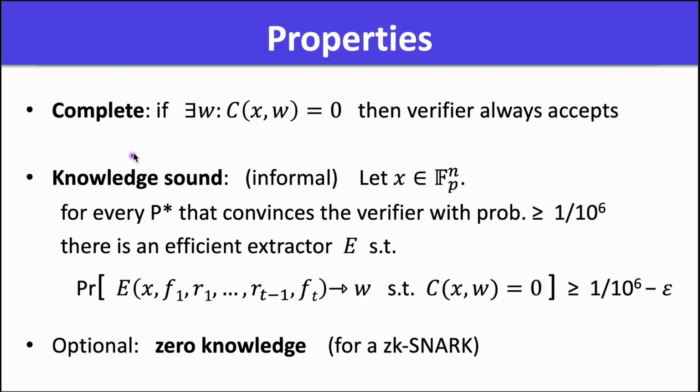And as usual, we want the polynomial IOP to satisfy a number of properties. It has to be complete, which means that the verifier will always accept the interaction with a valid prover. It has to be knowledge sound, which means that if a prover P star is able to convince the verifier with some probability, there's an extractor that will extract the witness from the prover. And you notice here the extractor will basically use the statement as well as all the polynomials that the prover committed to be able to do its extraction process. And optionally, if we're trying to construct a zk-SNARK, then we would want the polynomial IOP to be zero knowledge, meaning that all the values that were sent to the verifier reveal nothing about the prover's witness.